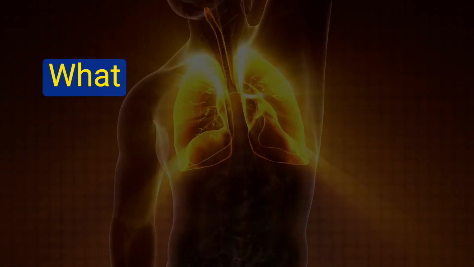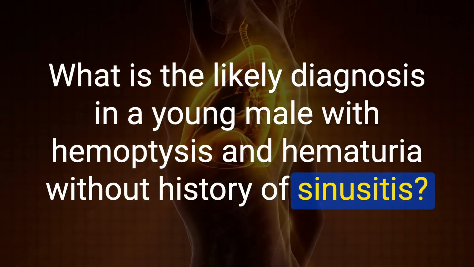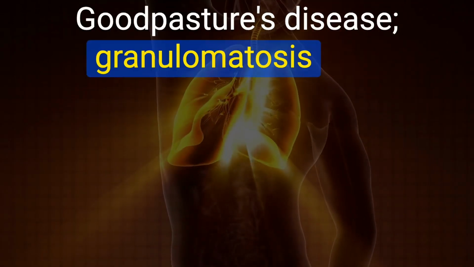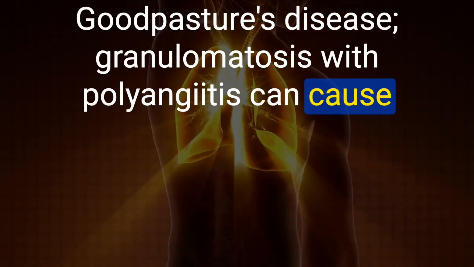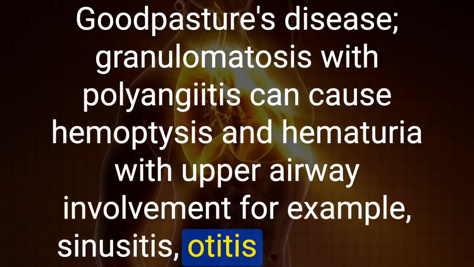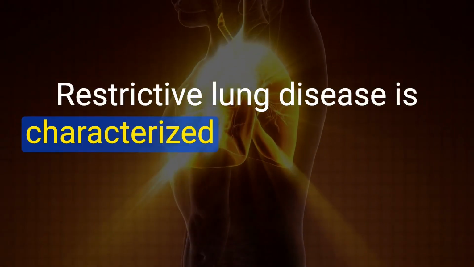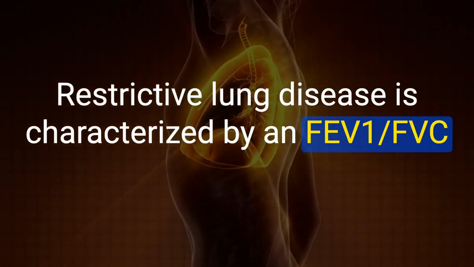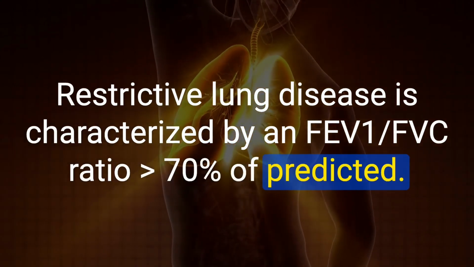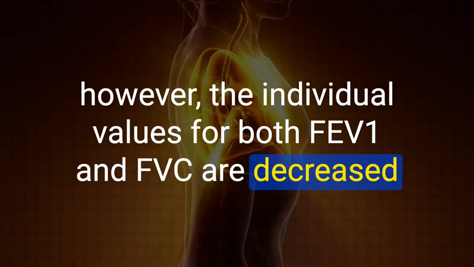40. What is the likely diagnosis in a young male with hemoptysis and hematuria without history of sinusitis? Goodpasture's disease. Granulomatosis with polyangiitis can cause hemoptysis and hematuria with upper airway involvement, for example, sinusitis, otitis media, etc. 41. Restrictive lung disease is characterized by an FEV1 divided by FVC ratio greater than 70% of predicted. However, the individual values for both FEV1 and FVC are decreased.